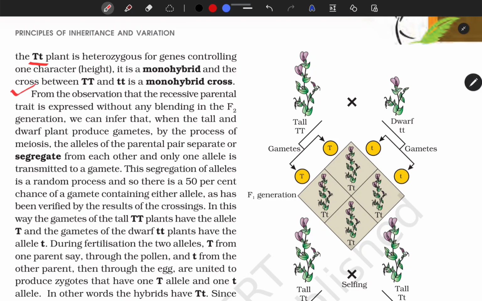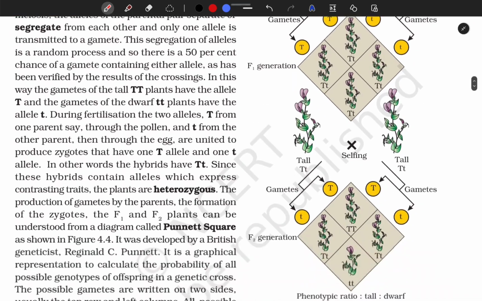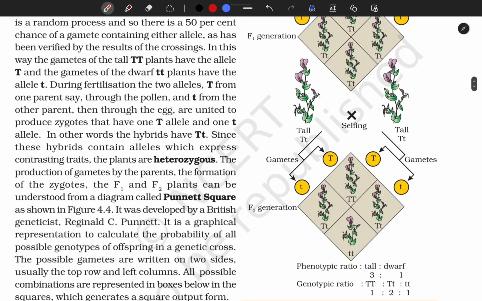From the observation that the recessive parental trait is expressed without any blending in the F2 generation, we can infer that when the tall and dwarf plants produce gametes by the process of meiosis, the alleles of the parental pair separate or segregate from each other and only one allele is transmitted to a gamete. This segregation of alleles is a random process, and so there is a 50% chance of a gamete containing either allele, as has been verified by the results of the crossing. In this way, the gametes of the tall capital T capital T plants have the allele capital T, and the gametes of the dwarf small t small t plants have the allele small t.